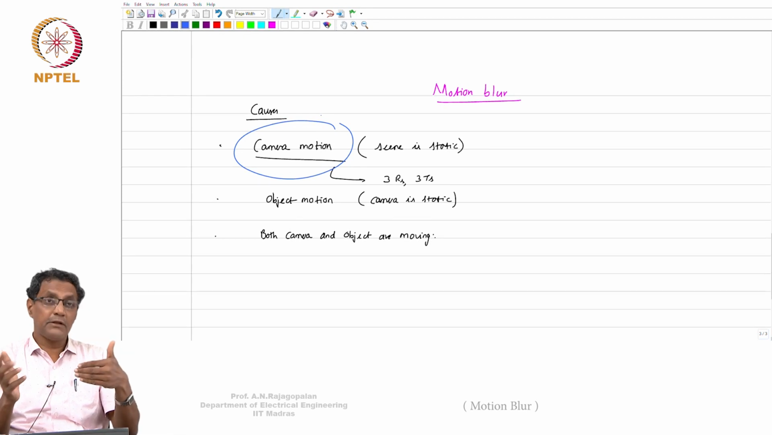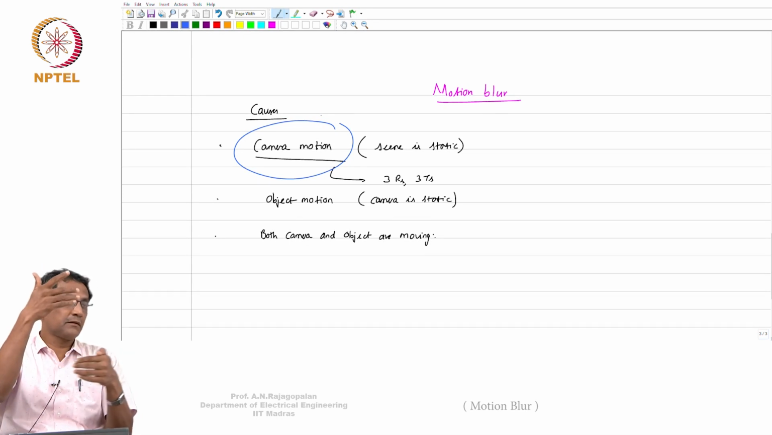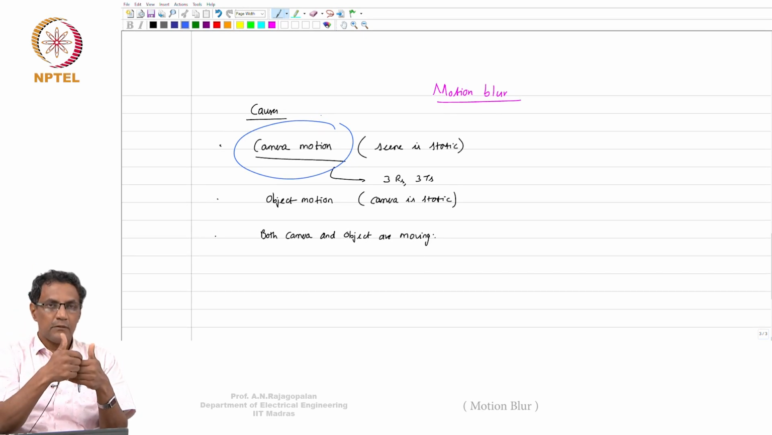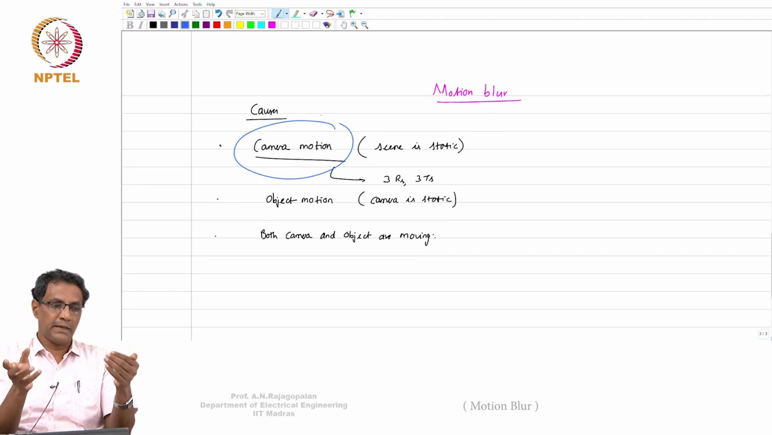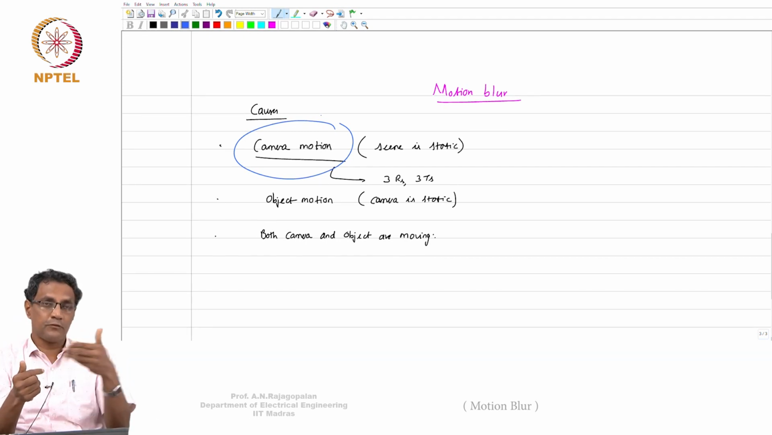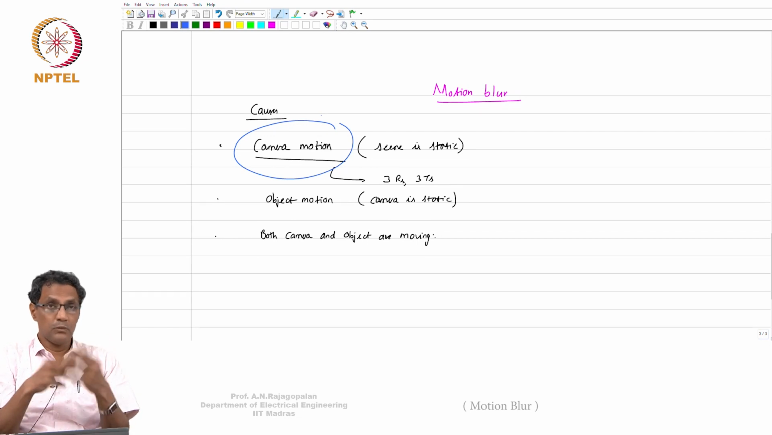But let's say this camera begins to move during the time of exposure. What will happen? Because the camera moved, some other scene point will come and hit the same pixel. More than one. It need not be 2 scene points; we don't know how many. It is all a function of how fast the camera moves and how it moves.